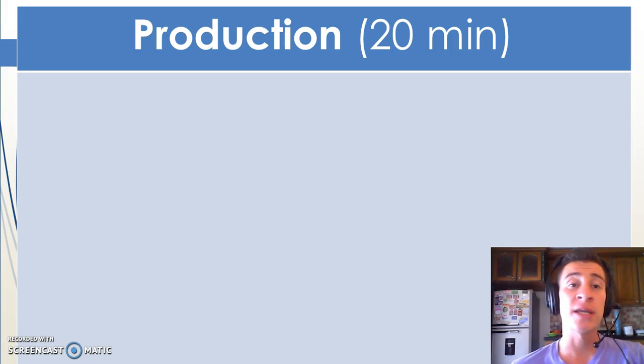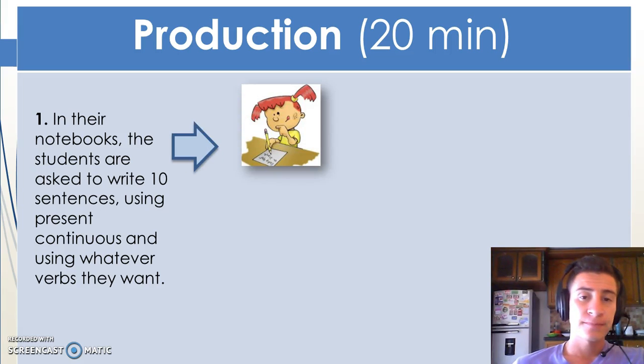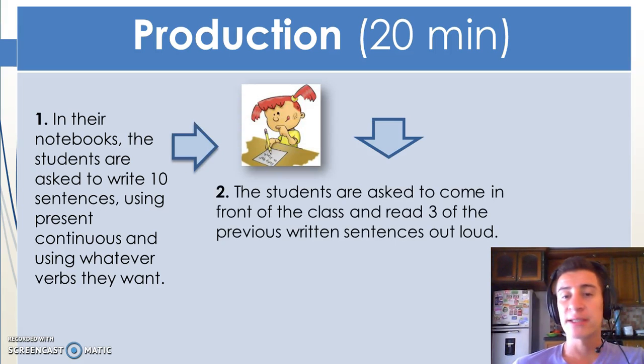Then we continue to the production part, which is 20 minutes. In the first part, in their notebooks, the students are requested to write down 10 sentences using the present continuous and using whatever verbs they want. As the second part of this activity, the students are also required to come in front of the class and read 3 of these previously written sentences out loud to the rest of their classmates.